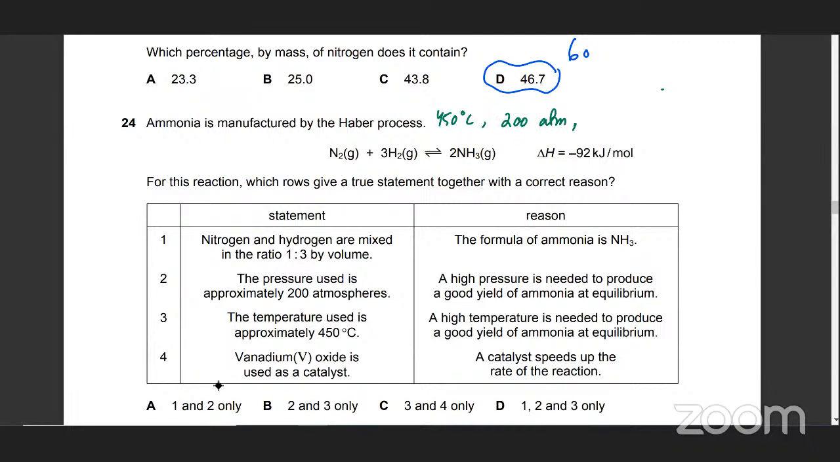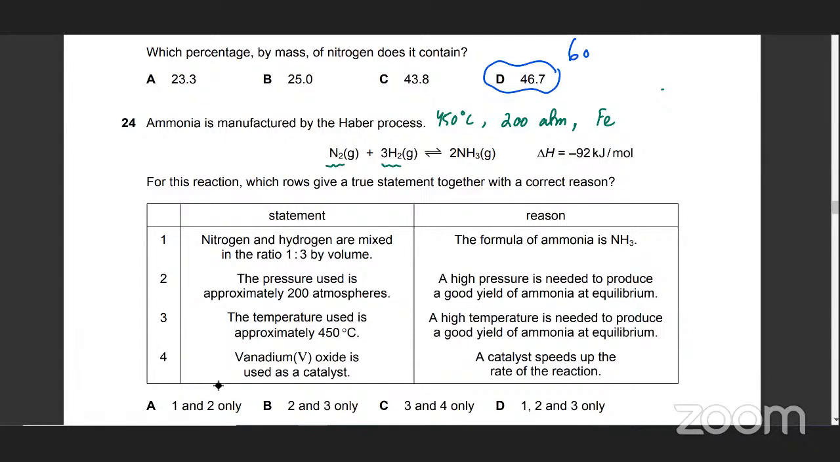The और क्या होना चाहिए? The catalyst is Fe, Fe is the catalyst. So these three conditions are important. You have to remember those conditions. उसके अंदर nitrogen कहाँ से आता है? You get it from fractional distillation of liquid air.